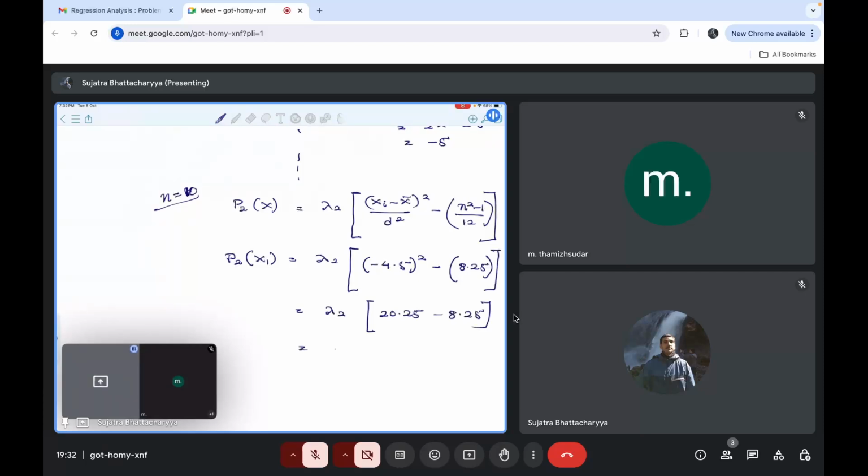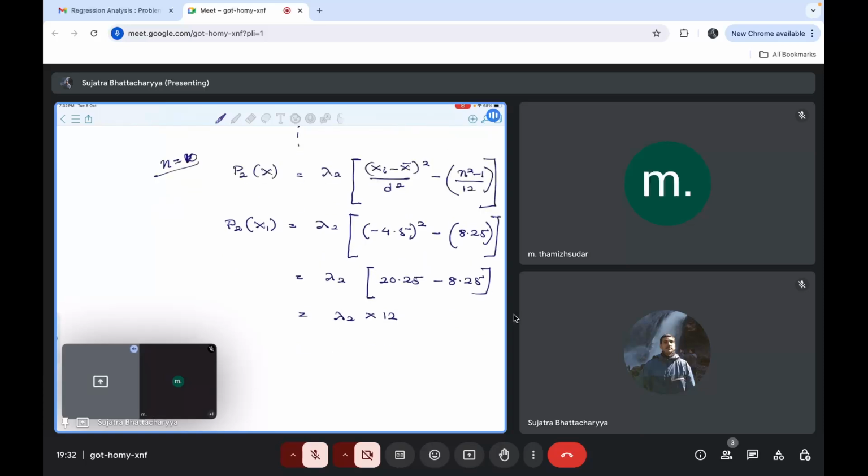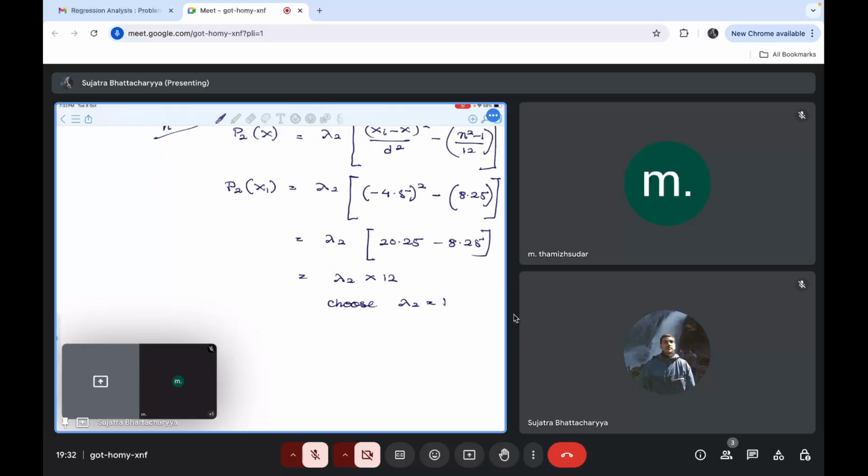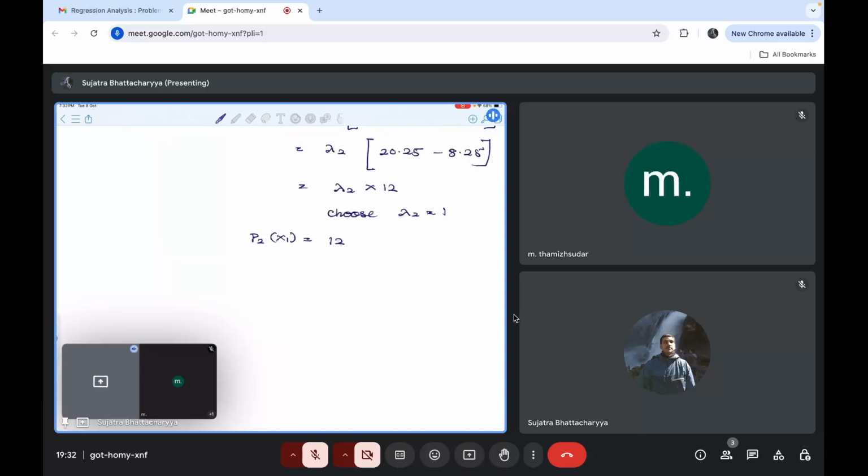And if this comes out to be 12, then the only choice of lambda 2 is 1, because it is already an integer. Therefore, P2 of x1 will be 12. Let's calculate another, and then we will leave it. X2 is 75, so lambda 2 is 1, not to worry.